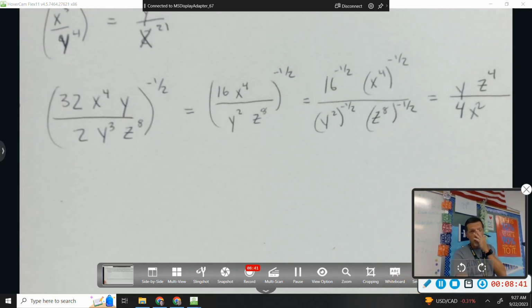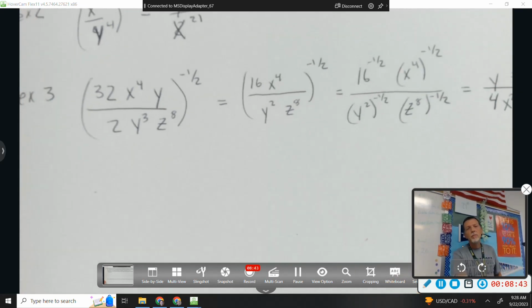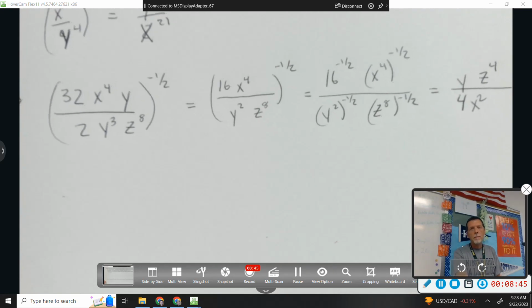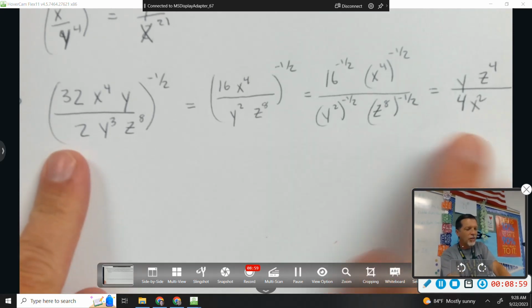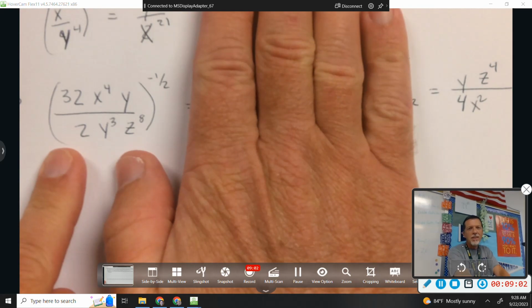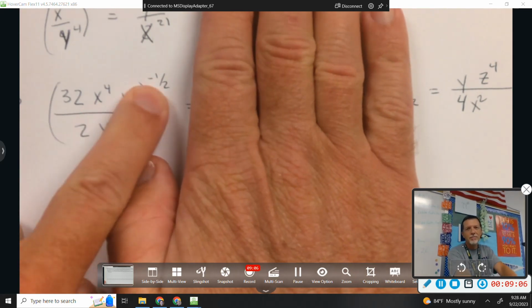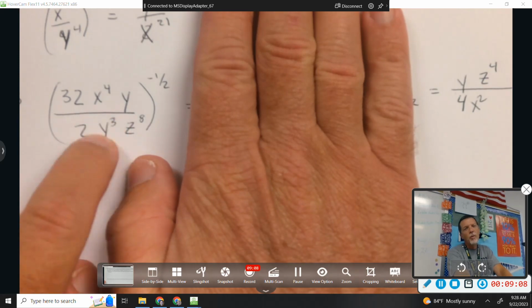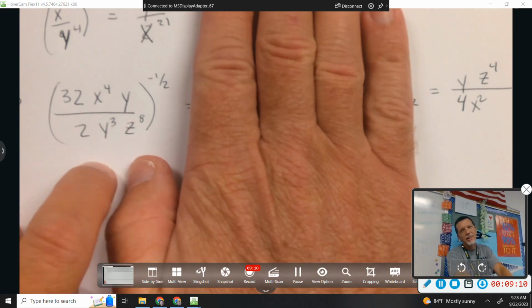This is a good example of a problem where many of you would be able to do that without showing many steps. But probably most of you should not do that method, right? Because can you get from here to here without showing anything? Maybe. 16 to the negative 1/2. Okay, that's a 4 in the bottom. X isn't too bad. The y, so y squared in the bottom, but then the negative 1/2.